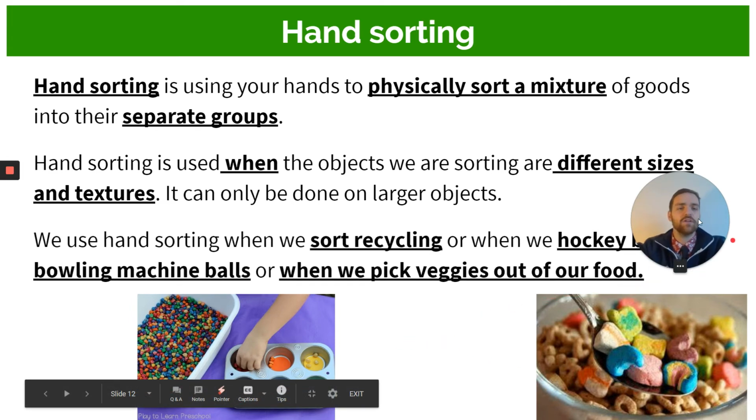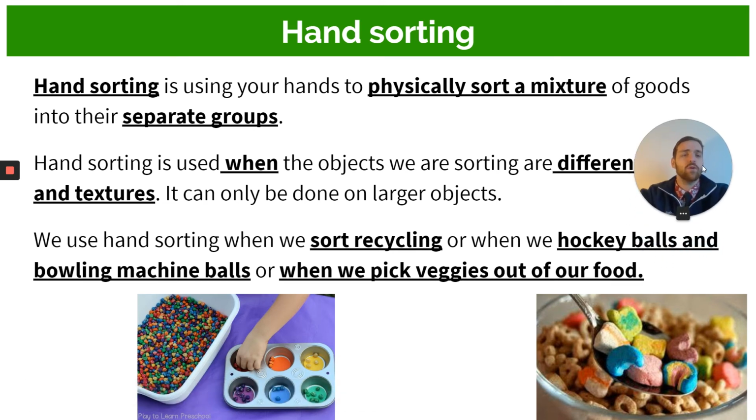And examples of hand sorting are when we sort our recycling into cardboard and plastic and glass, or when we've got hockey balls and those bowling machine balls mixed together. They look the same, but they're different weights. So we pick them up and we go, okay, that's a hockey ball, that's a bowling machine ball. Or sometimes for some of you, you may pick your veggies out of your food because you love veggies so much and you just want to eat them first, right? But yeah, that's when you use hand sorting.